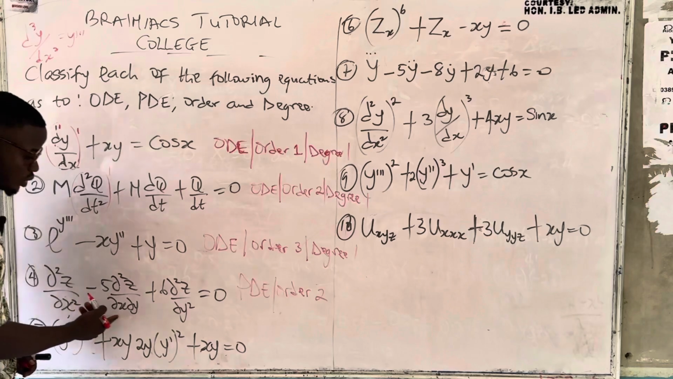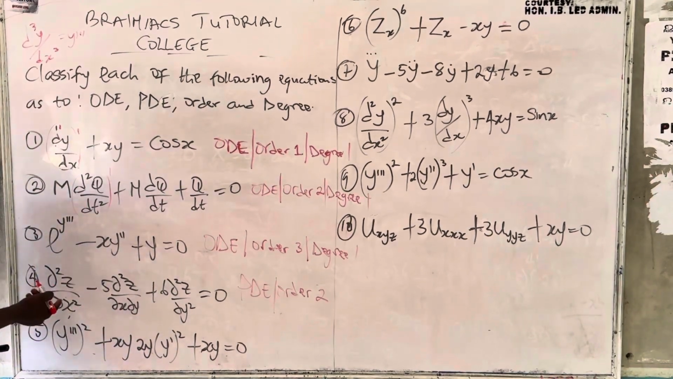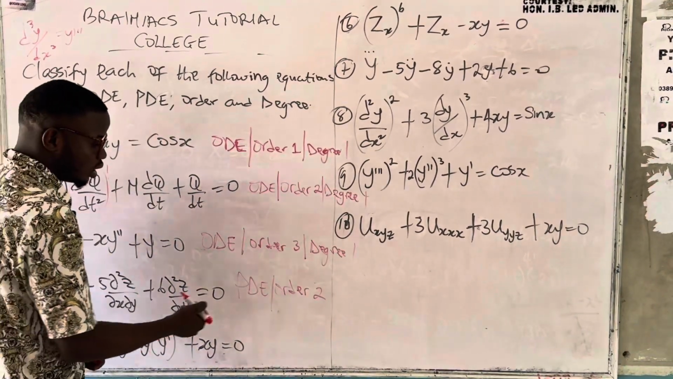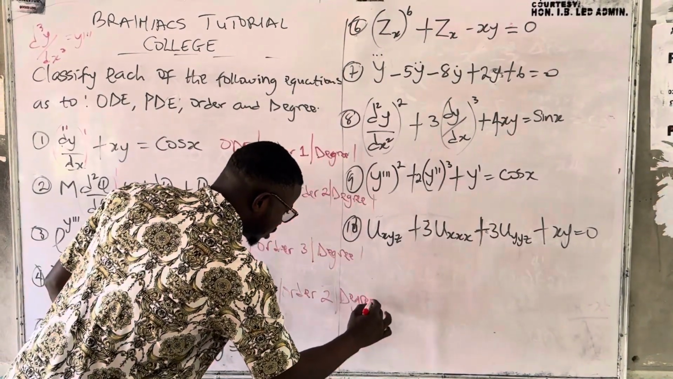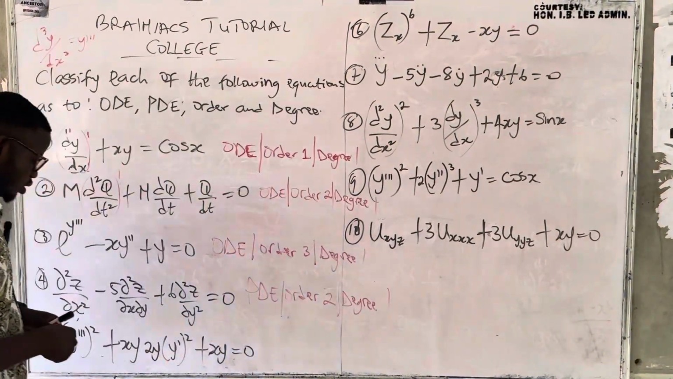This one is second order, the highest derivative here is 2. All of them are the same thing. So that's order 2. Then we can obtain the degree. So the degree is 1.